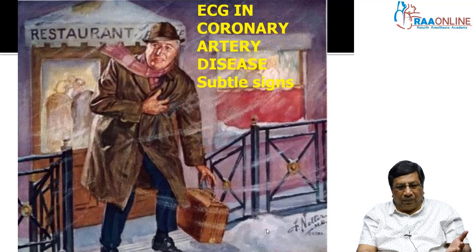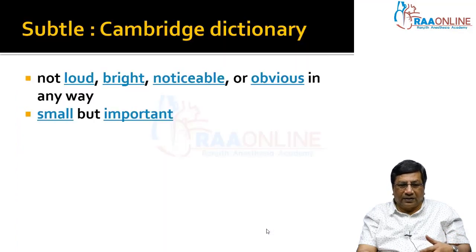So by diagnosing subtle signs, two things we are going to do. One, we are not going to miss a coronary heart disease. Second, the subtle signs are most often the earliest signs. So we are going to treat the disease at the earliest, before a big manifestation comes. So these are the advantages of recognizing the subtle signs. When I say subtle, it means it is not loud, bright, noticeable and obvious anyway. But they are very small, and it is very important to diagnose them first and diagnose them early.